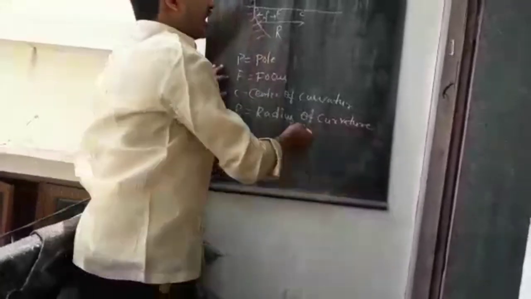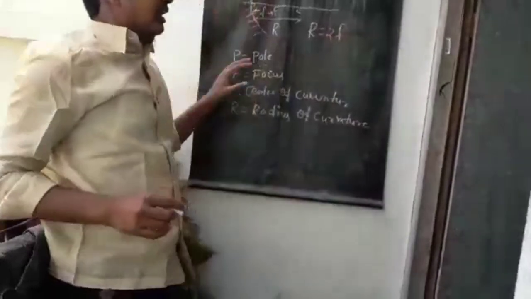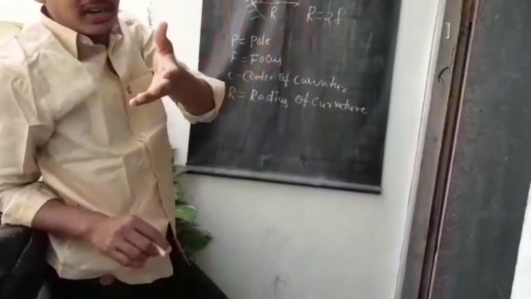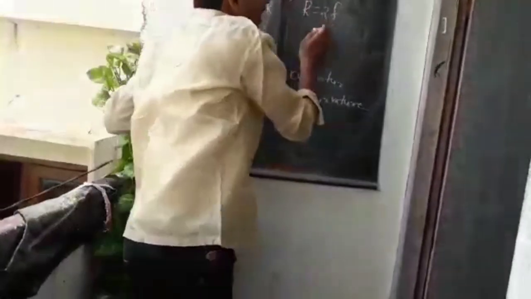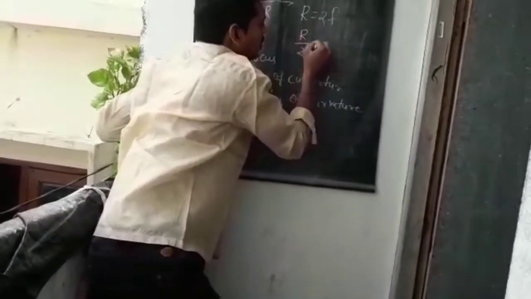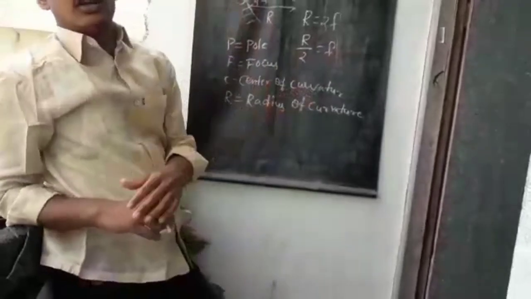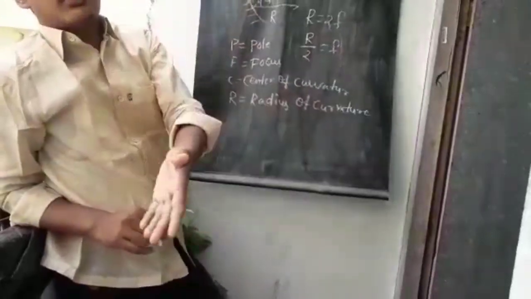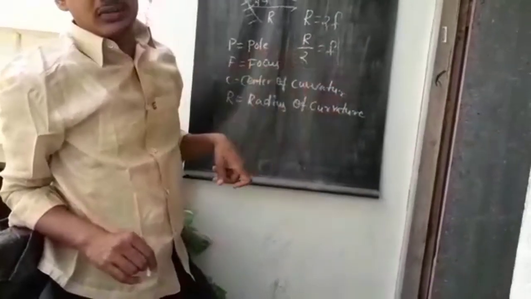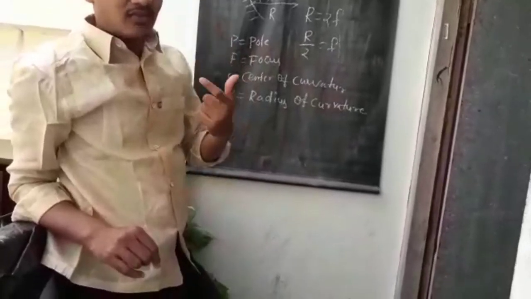Finally we get the expression R is equal to 2F. The radius of curvature is double the focal length. From this expression, R by 2 is equal to F. The focal length is half of the radius of curvature.